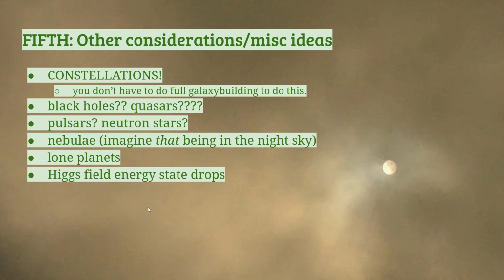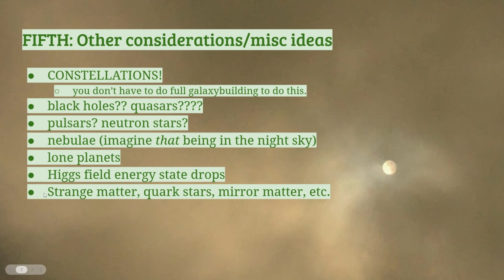Here's a weird one. Higgs field energy state drops. That might just be a bunch of word soup to you, but this is a theorized and very terrifying thing where the Higgs field, which is what causes mass to happen, all the mass of all the matter in the universe, changes its energy state. It's theorized that this Higgs field is not in the lowest energy state it could possibly be in. And if that happens anywhere in the universe, it could cause a speed of light wave that propagates through the universe and causes atoms to break down, basically annihilating everything. So that's fun.